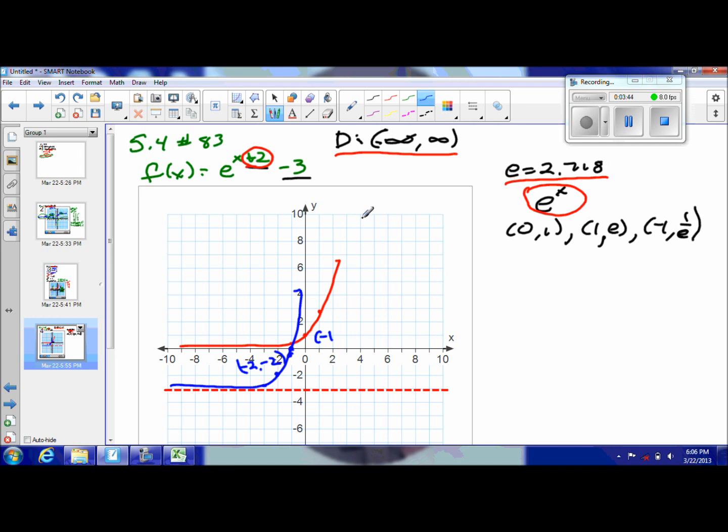So that is the graph of my transformed function, and it's asking me, from the graph, determine the range and any asymptotes of this function. Well, we know we have a horizontal asymptote here at negative 3, so my range is going to go from negative 3 to infinity.